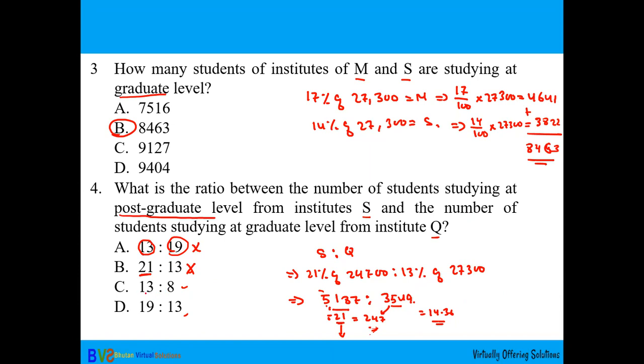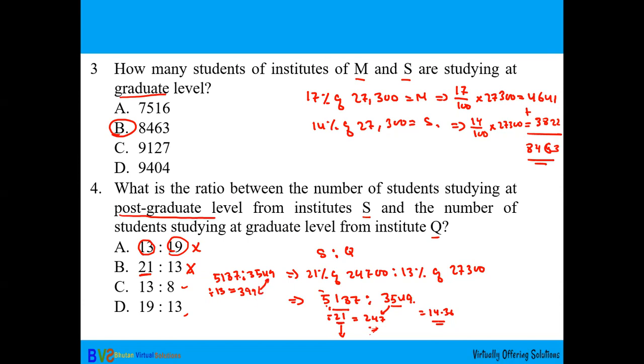Now you have to similarly do it for C. C gear, 5187 is to 3549. First you divide 5187 by 13. 5187 divided by 13, you get 399. If it comes in decimal, then the answer is wrong; you don't have to do anything. Alright, now you do this.